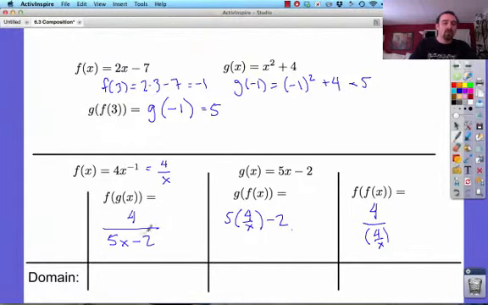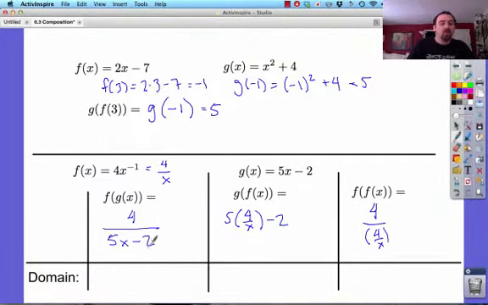Okay. All right. So let's take a look at the domains here, which is pretty interesting. Remember the definition of domain here is that it has to be in the domain of g to start with. And then all the outputs that come out of this have to be in the domain of f. Let's see. The domain of g is all real numbers, so that's okay.